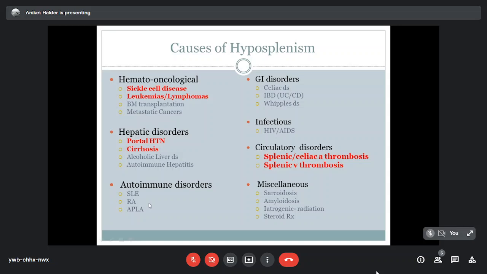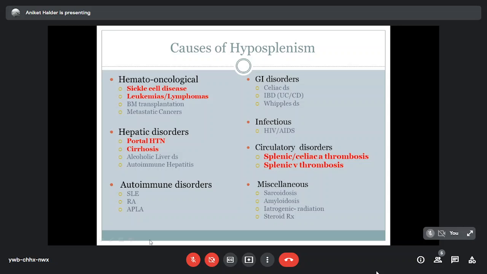Miscellaneous diseases, sarcoidosis: usually in the early phases of disease, there is hypersplenism due to increased expansion of the splenic reticulum cells with trapping of these blood cells. But in later forms of the disease, where there is diffuse infiltration of the spleen by the histiocytes and granulomas, there will be changes in the normal architecture, and this will cause decreased functioning of the spleen.